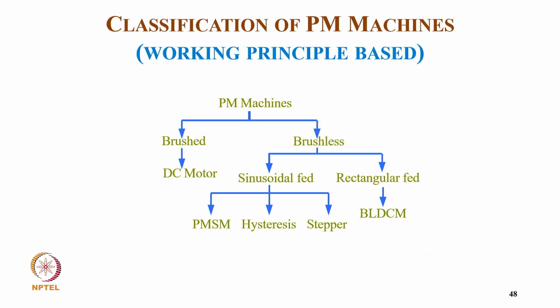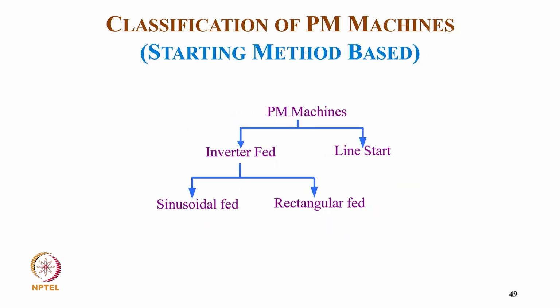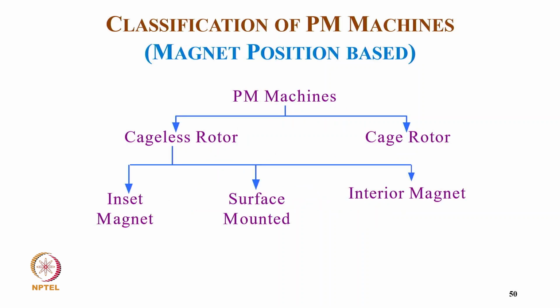And another classification is, of course, here we have brush DC motor, permanent magnet machine and brushless DC. So we have sine fed and rectangular fed. We already covered sinusoidal fed. So today we will cover, of course, rectangular fed BLDC motor. And now again PM machines, they also consider line start and inverter fed. Of course, here we have sinusoidal and rectangular fed. So this is typically the rectangular fed kind. And then we have cage and cageless. So here this type of motor is cageless, normally inset or surface mounted.